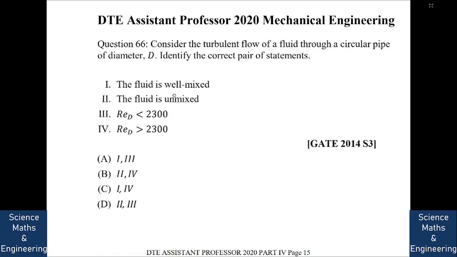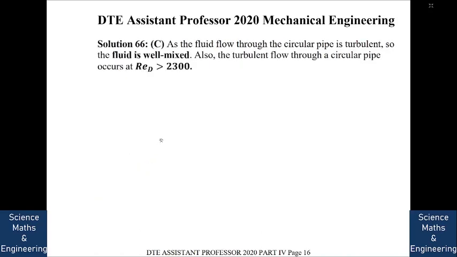Next question. Consider the turbulent flow of a fluid through a circular pipe of diameter capital D. Identify the correct pair of statements. 1. The fluid is well mixed. 2. The fluid is unmixed. 3. Reynolds number less than 2300. 4. Reynolds number greater than 2300. So the answer is C.